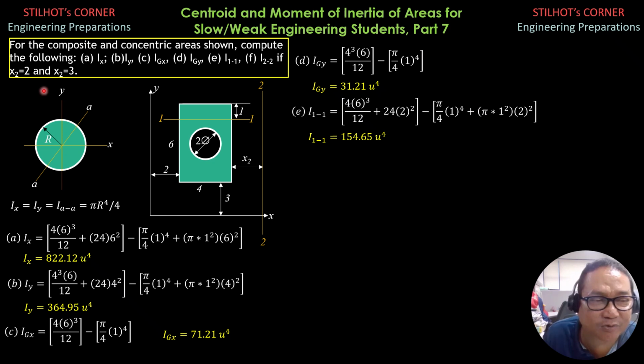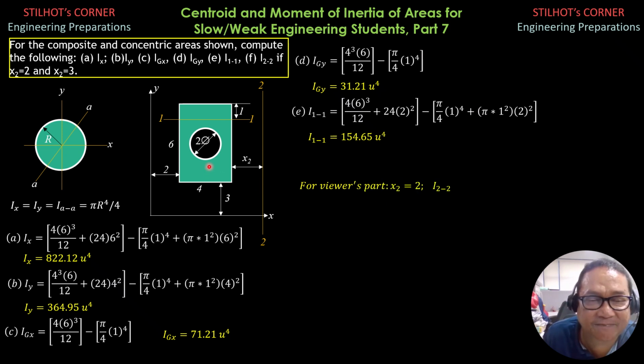I22 when x2 is 2 should be equal to Iy, because if x2 is 2 and the figure is geometrically symmetric with respect to the centroidal y-axis, the distances of axis 2-2 and axis Y-Y from the centroidal y-axis of the composite area are equal. So we expect that the moment of inertia about axis 2-2 is also equal to Iy, which is 364.95.